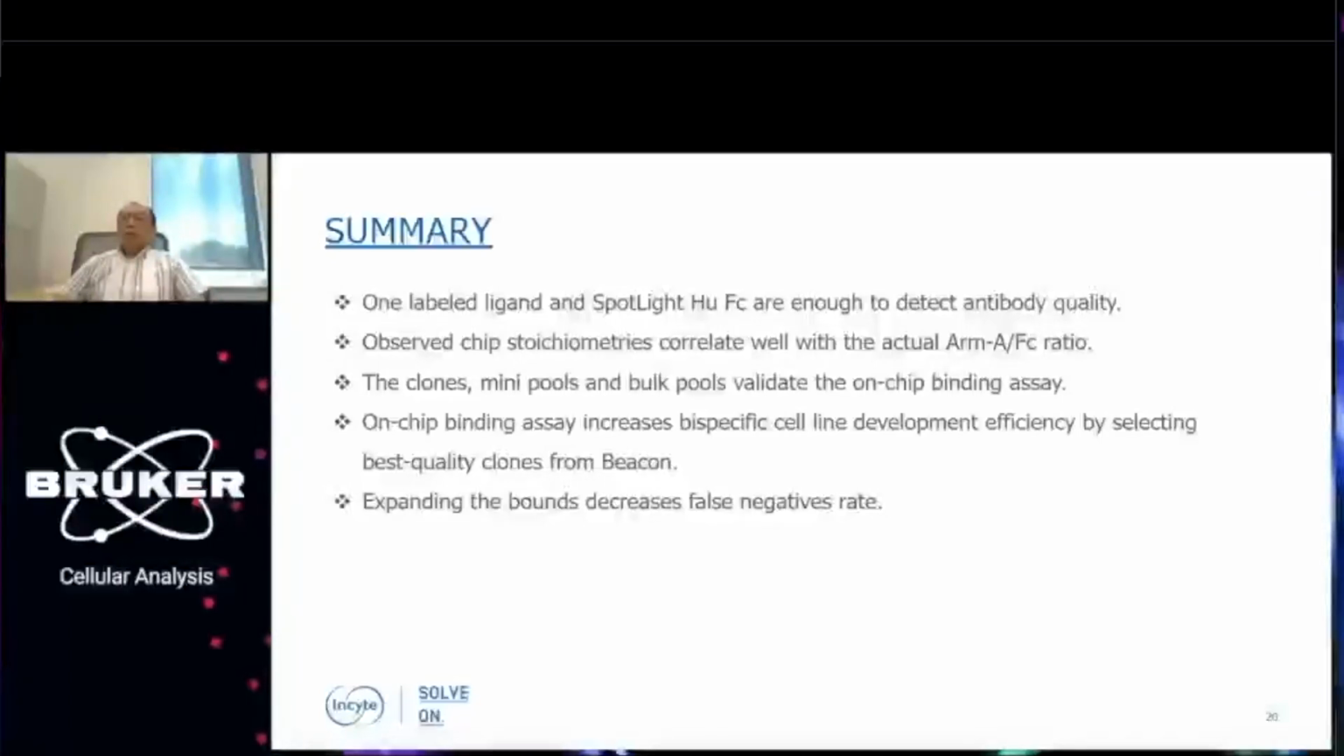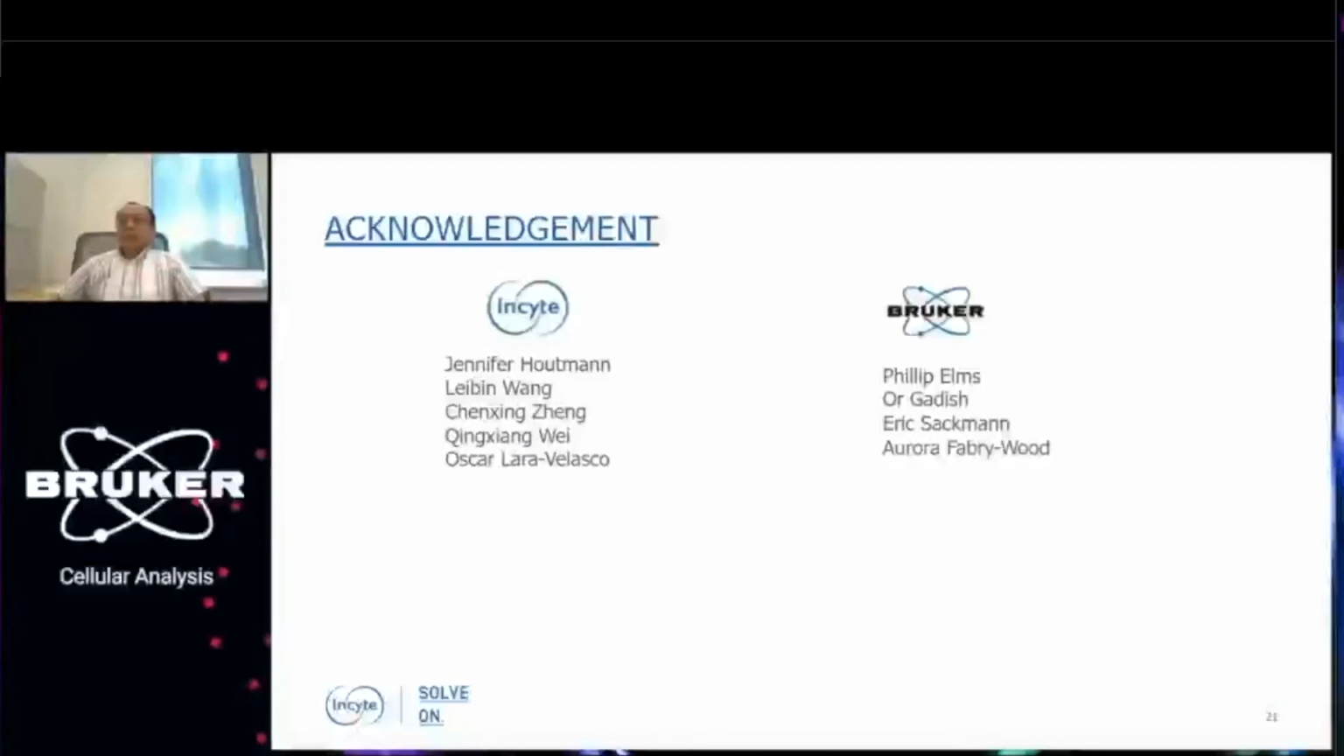Observed chip stoichiometries correlate well with the actual MA to Fc ratio. The clones, mini pools, and bulk pools validate the on-chip binding assay. The on-chip binding assay increases bispecific cell line development efficiency by selecting the best quality clones from the beginning. Expanding the bound decreases false negative rates. This is the last slide of my presentation.